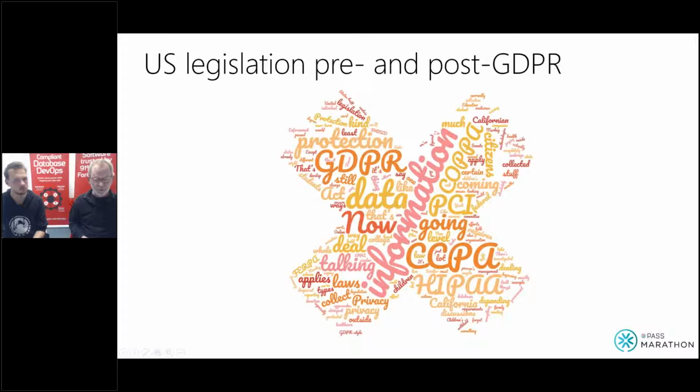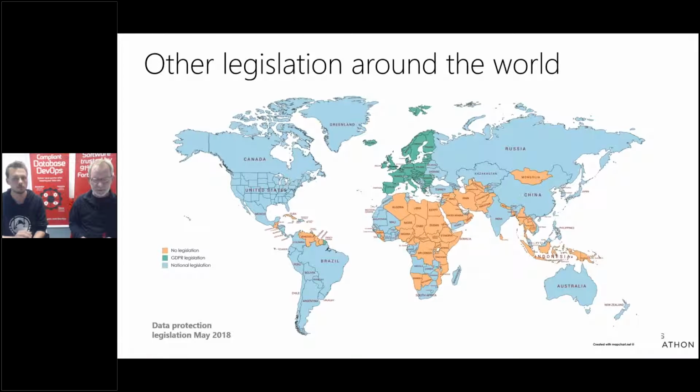Thanks for the update from the US, Grant. Let's look at the global picture, with this map that we've spent a long time creating. This took an age. It shows the state of data privacy regulations country by country as it was in May last year. This is May 2018.